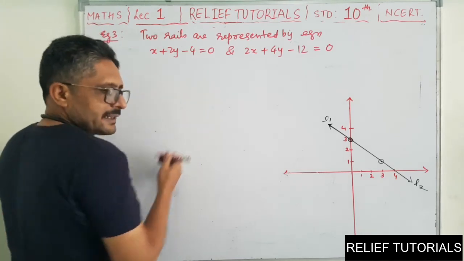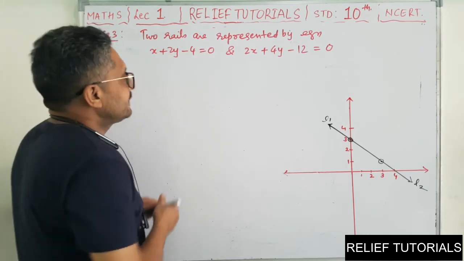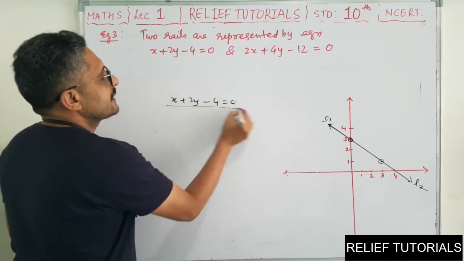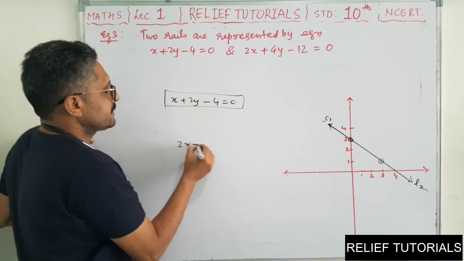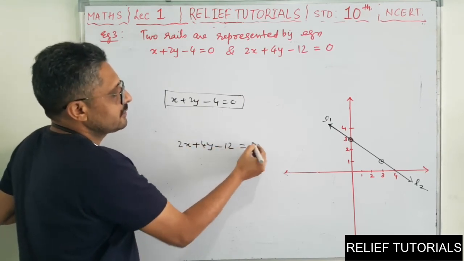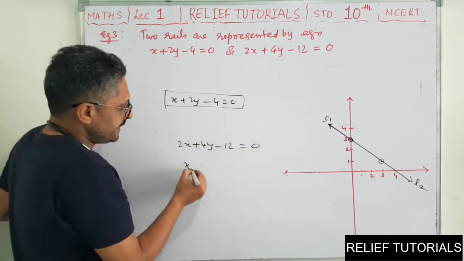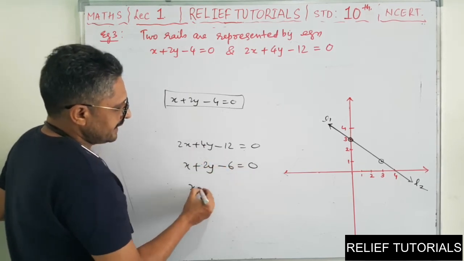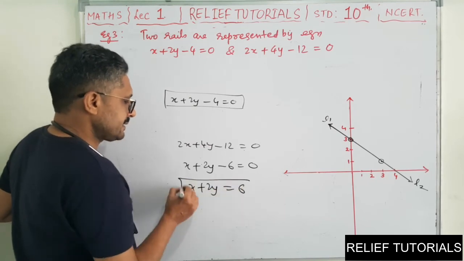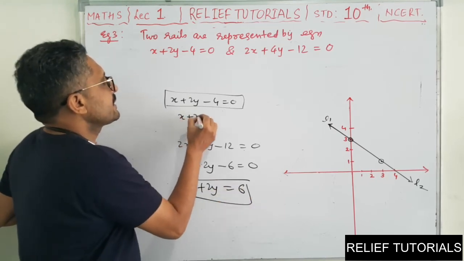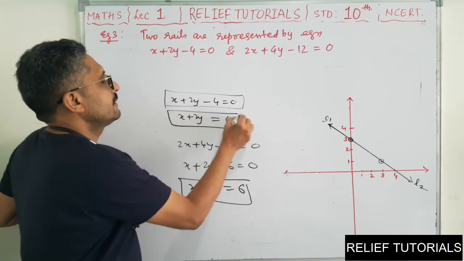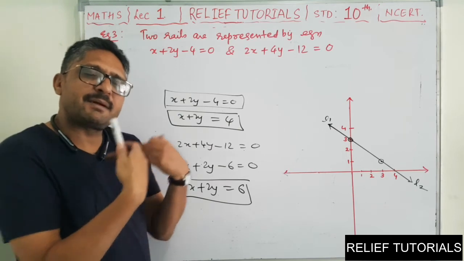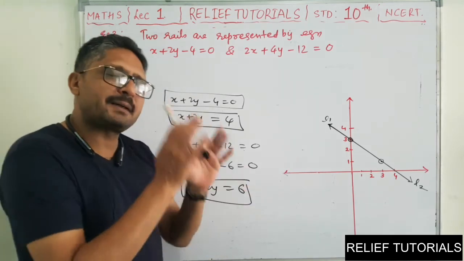See, I will explain how you will come to know that. We have x plus 2y minus 4 equal to 0, this is equation 1. Second is 2x plus 4y minus 12 equal to 0. I will divide by 2, so you will get x plus 2y minus 6 equal to 0. So I can write x plus 2y is equal to 6. This I can write x plus 2y is equal to 4. The LHS is the same. RHS are different. So if LHS is the same and RHS are different, they represent parallel lines.